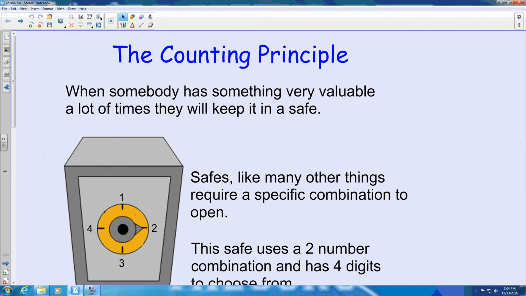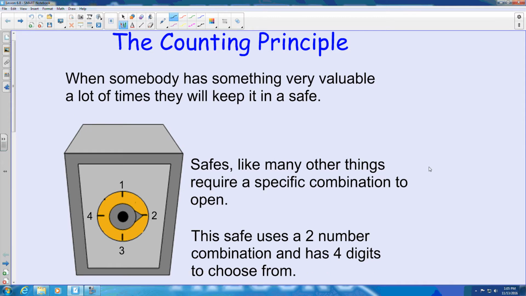All right, we are looking at section 6.8, where in this section we're going to be looking at what is called the counting principle. If you look in the front in your notes and on the board, we have a safe. When somebody has something very valuable, a lot of times you keep it in a safe.